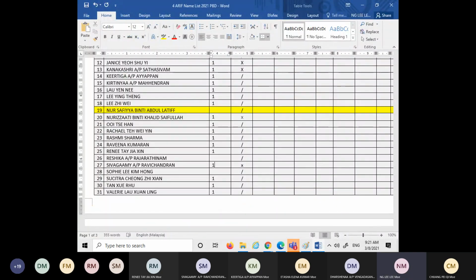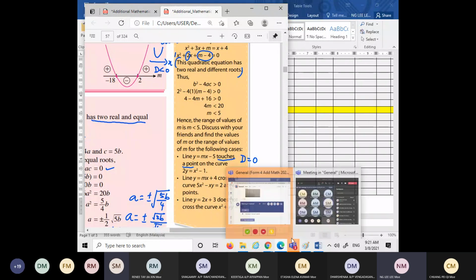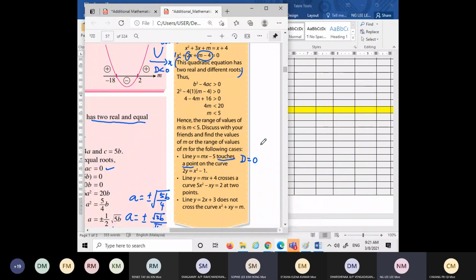Next girl, Sophia. Is Sophia here? Yes, teacher. Can you do the second one? We go through together. Line y equals mx plus 4 crosses a curve 5x squared minus xy equals 2 at 2 points. Can you tell me if D is greater than 0, equal to 0, or smaller than 0? Greater than 0. Okay, very good.